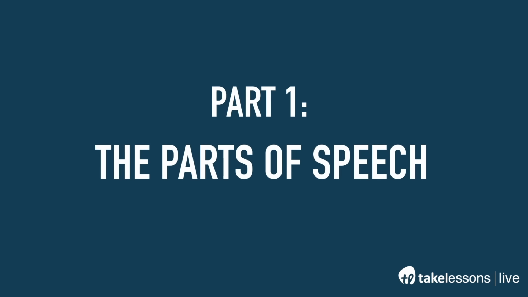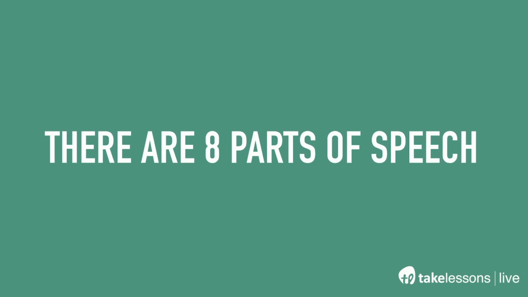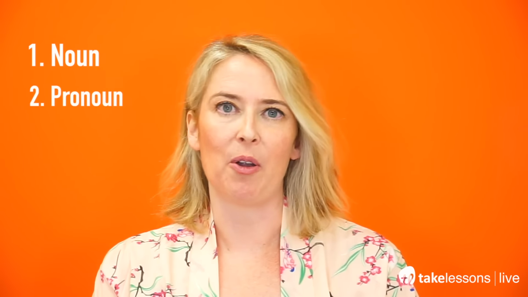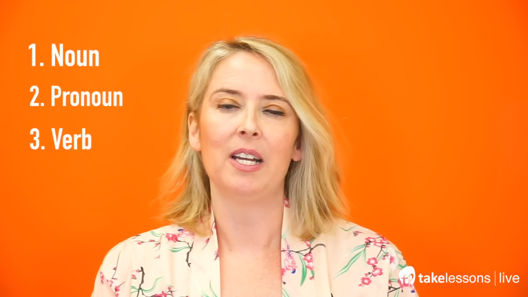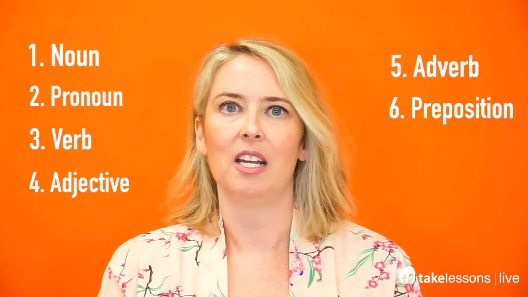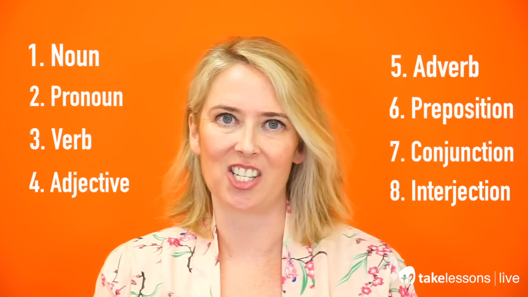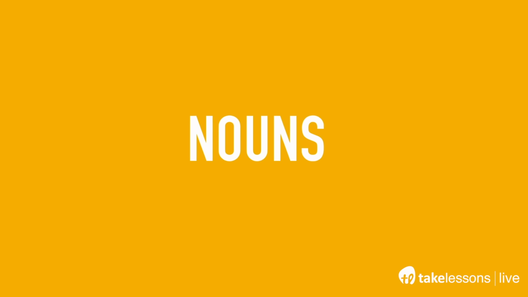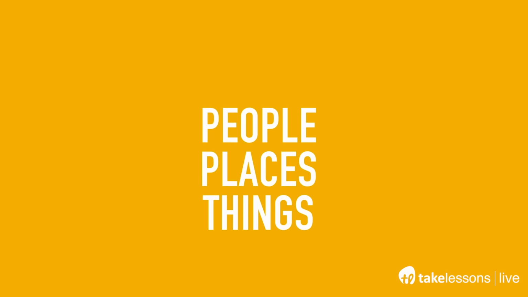Now we're going to talk about English grammar. First, let's talk about the parts of speech. There are 8 parts of speech: the noun, pronoun, verb, adjective, adverb, preposition, conjunction, and interjection. Nouns are people, places, and things.